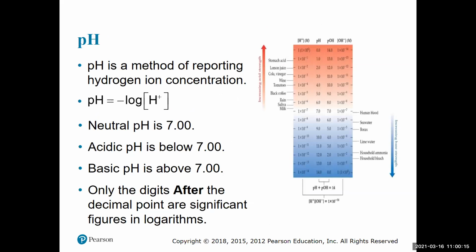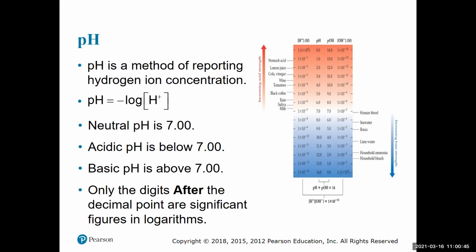It's nice to talk about the concentrations, but one of the negatives is that the concentrations are usually pretty low. You see like 10 to the minus 2 or 10 to the minus 10 or something like that. As a result, when people talk about acidity or basicity, they usually use the term pH. I think most people are probably familiar with that term. You hear people talk about it, but let's go into a little more detail on exactly what that means.